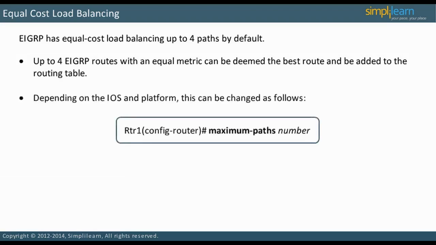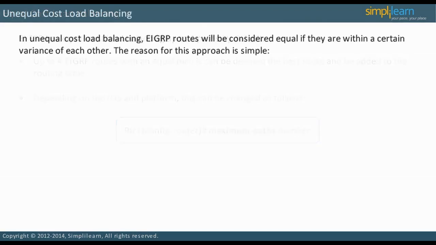Depending on the IOS and platform, the maximum number of routes can be changed with the command shown. Equal cost load balancing is preferable. However, EIGRP is the only routing protocol discussed in this course that also offers unequal cost load balancing. Let us look into unequal cost load balancing in the next slide.